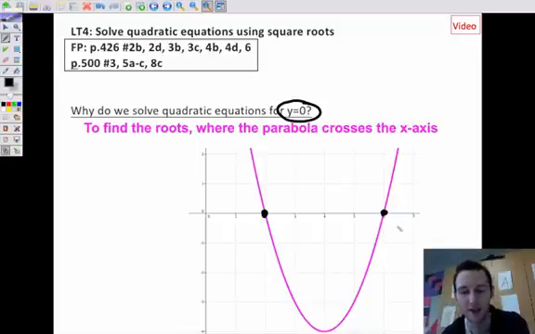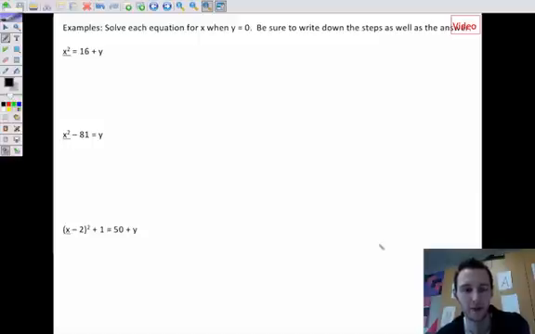So this equation here has two roots. The first one is at 2. The second is at 6. Okay, and if we go to some examples, like I said, these are going to be real simple just to solve them, but keep in mind the concept that when you're plugging in y equals 0, you're finding the zero, and that's where it crosses the x-axis.